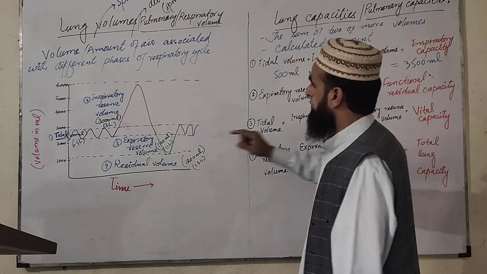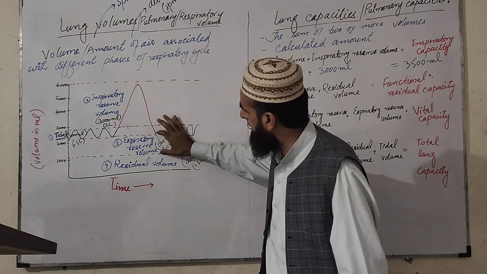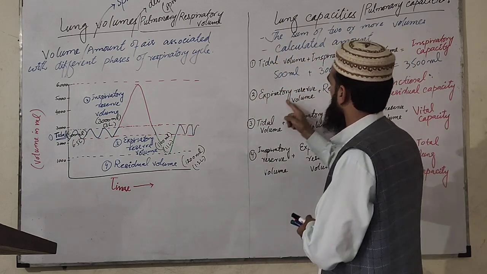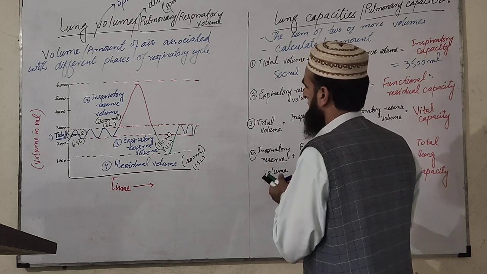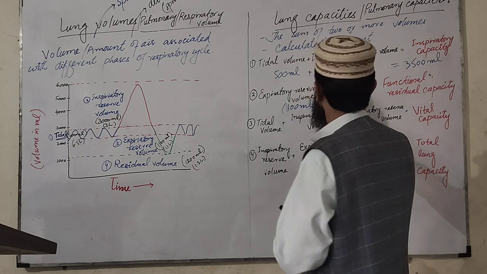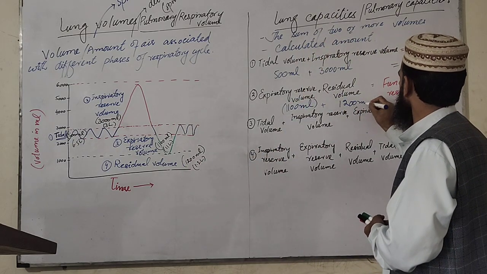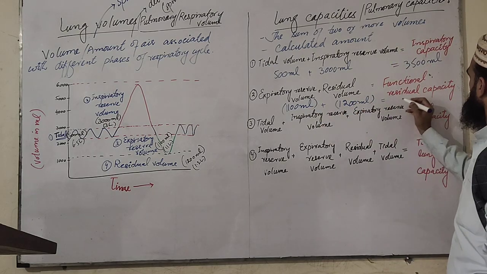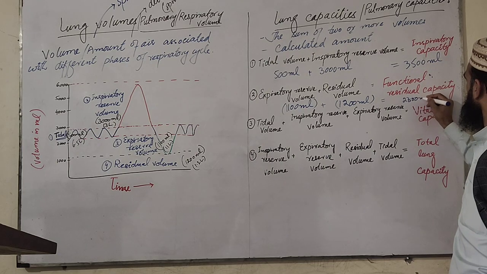So the functional residual volume is a calculated result of the expiratory reserve volume as well as the residual volume. The expiratory reserve volume, I have told you, is about 1100 ml, and the residual volume is 1200 ml. When these two are added up, the total functional residual volume is 2300 ml.